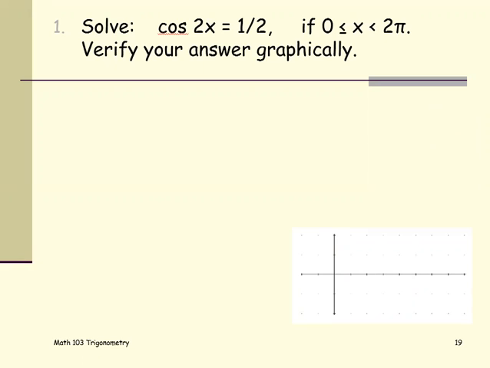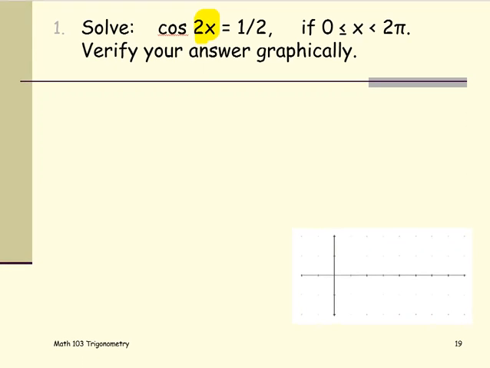In this problem, we are going to solve the trig equation involving multiple angles. For problem 1, we solve cosine of 2x equals 1 over 2 if x is greater than or equal to 0 radian and less than 2 pi radian. Verify the answer graphically at the end.